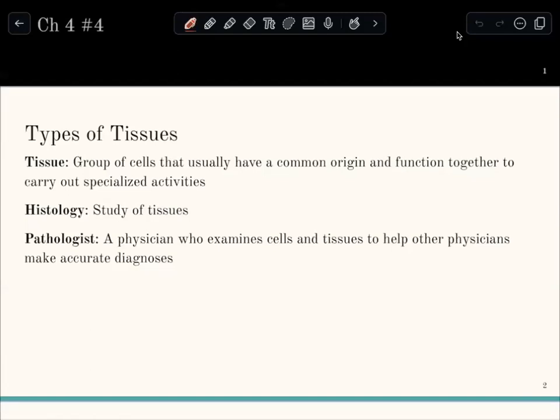Your skin is considered a tissue. It protects you from everything outside of you, outside the body. So someone who studies tissues studies histology. So this is what we're looking at, the histology. We're going to talk about histology in every chapter through Anatomy 1 here, as well as Anatomy 2. Then somebody who studies these tissues is a pathologist.